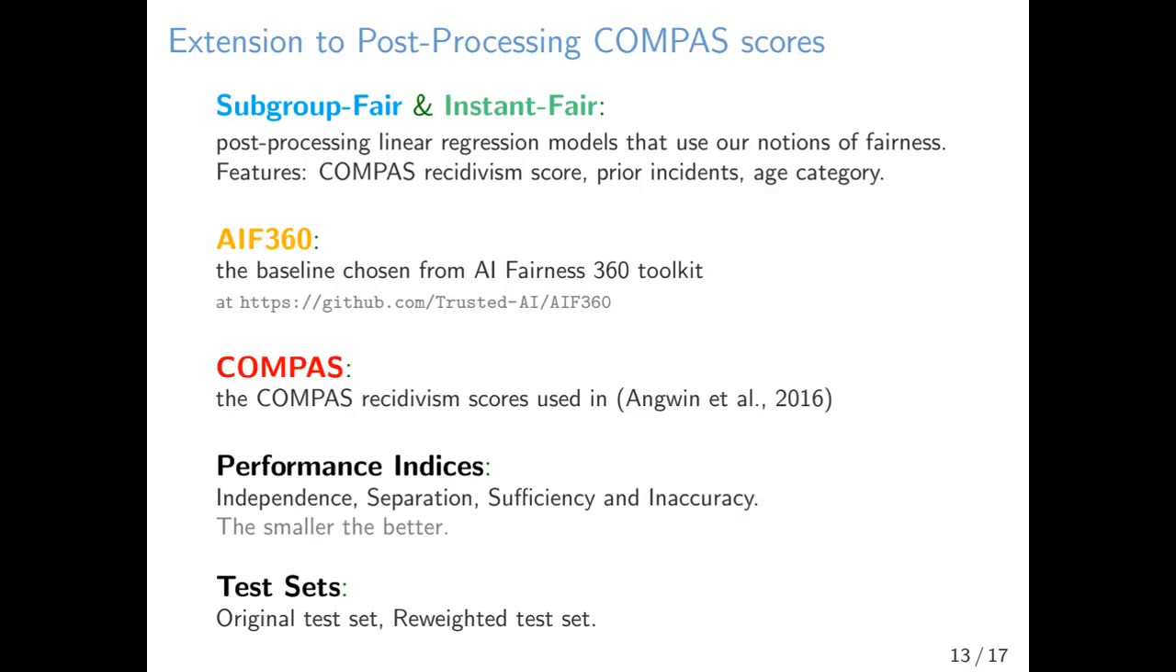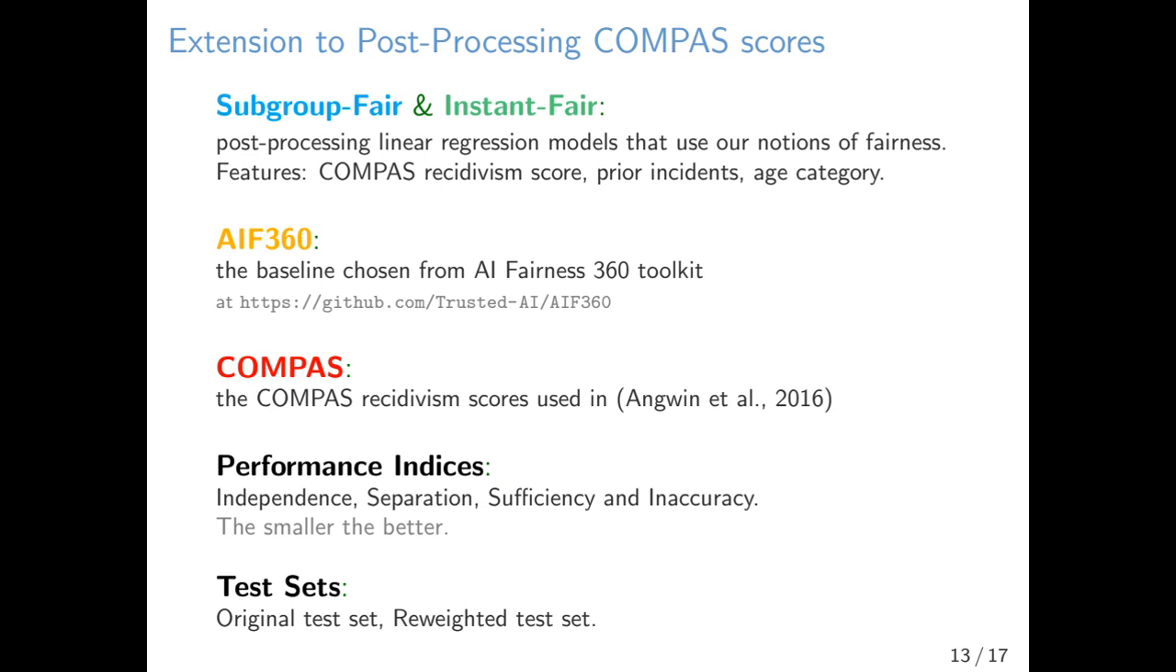Okay, we further extend our notions of fairness into the post-processing COMPAS score. For our fairness notions, we use linear regression models with features of original COMPAS score, prior offenses, and age category of each defendant. On the other hand, we use the AIF360 toolkit as the state-of-the-art. We also include the original COMPAS score as the results of traditional models.